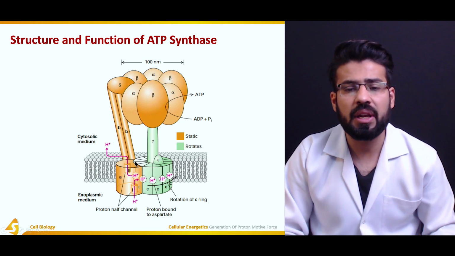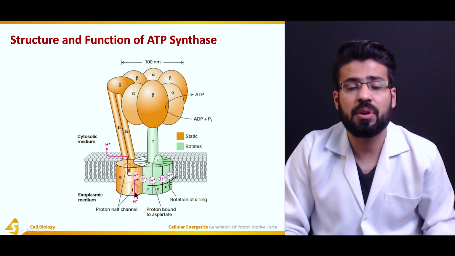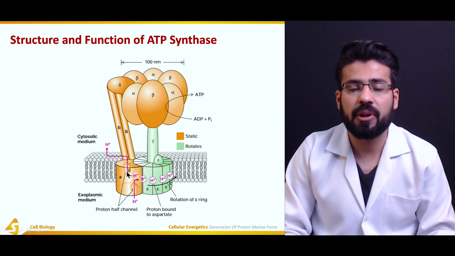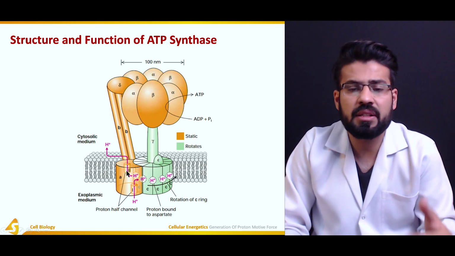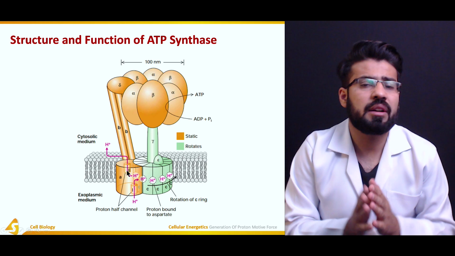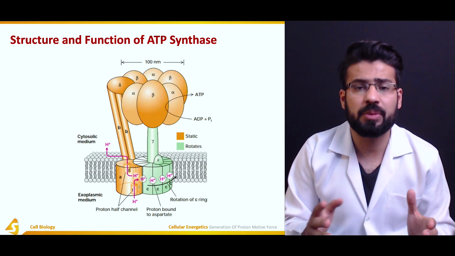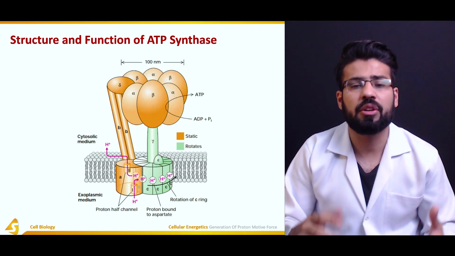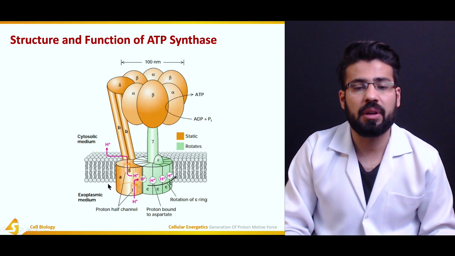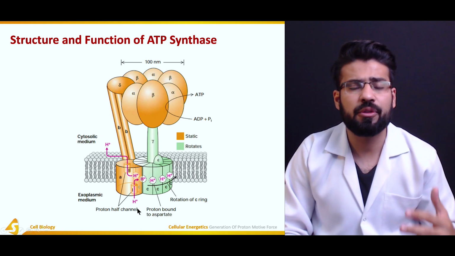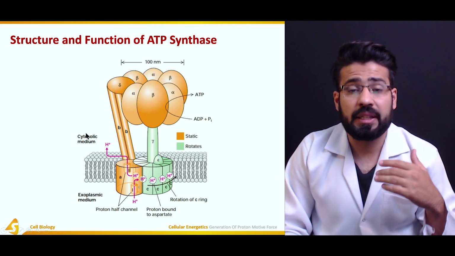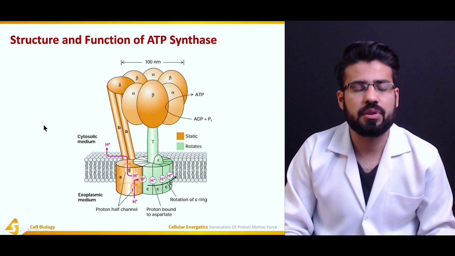So when this has rotated, the proton that was initially bound is going to be rotated and enter into the second proton half channel. When it enters this channel, there is a conformational change which causes the detachment of the proton from the aspartate 61, and the proton is released back into the cytosolic medium. So there would be a net movement of protons from the exoplasmic medium to the cytosolic medium, and this would be down their concentration gradient, of course.